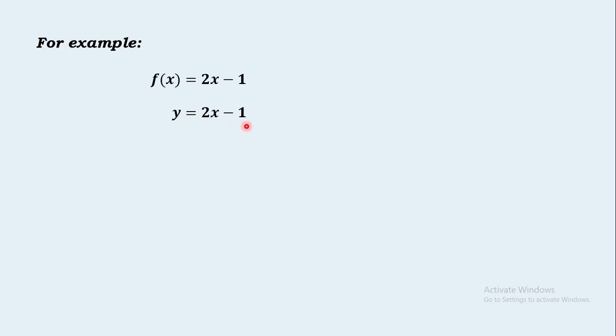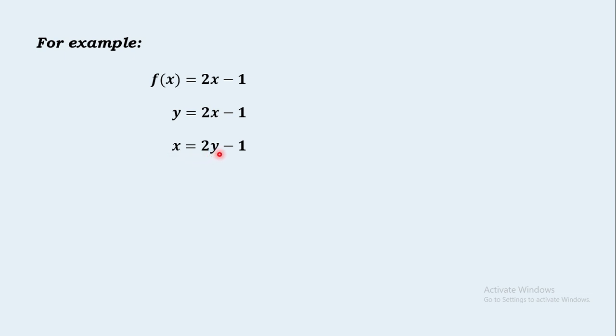Next is to interchange the variables. This y becomes x and this x becomes y. So therefore, the function becomes x equals 2y minus 1. Then afterwards, we solve for y in terms of x.